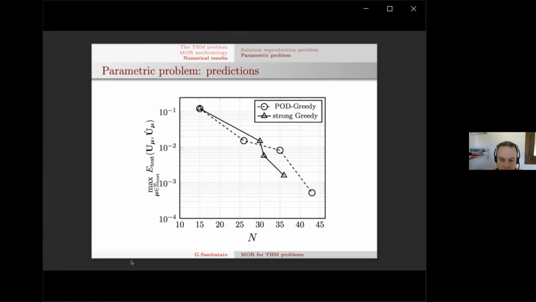But what happens in terms of predictions? Here, a numerical result in the out-of-sample case. The maximum out-of-sample error is computed for each parameter in a test set. Values are computed for several dimensions of the reduced space that is updated at each iteration of the training algorithm. These errors are compared to the prediction errors found through a strong greedy algorithm.